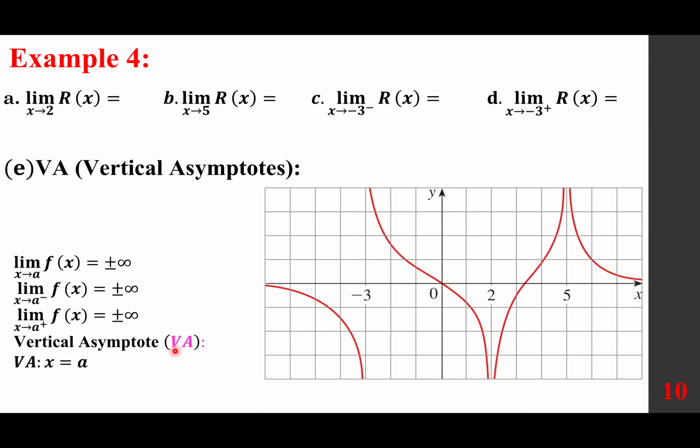Vertical asymptote has a specific definition. x equals a represents the equation of a vertical asymptote if the limit of f of x as x approaches a, or from the left or a from the right, is positive or negative infinity.